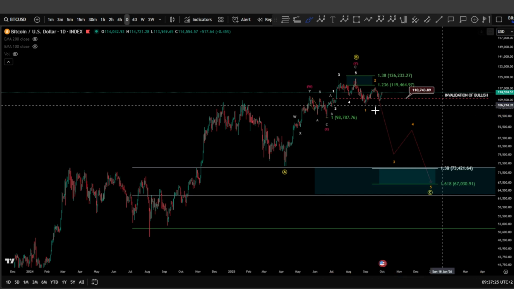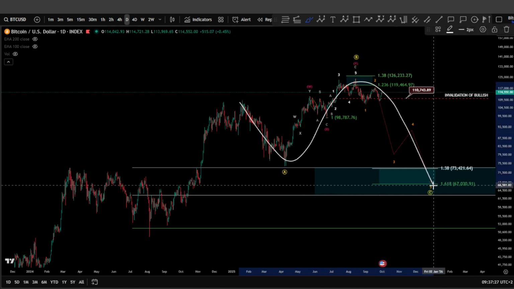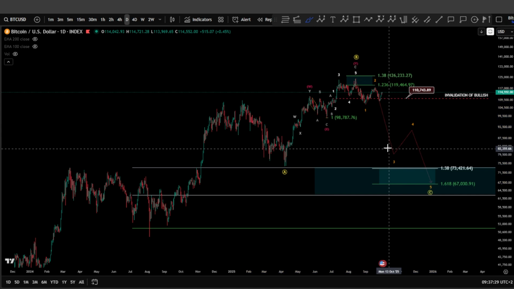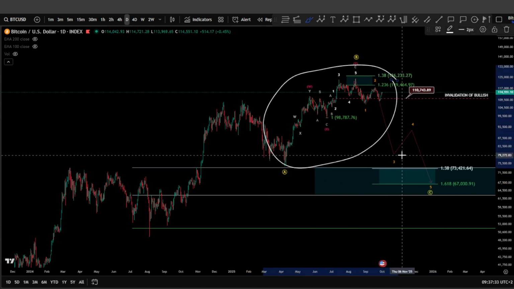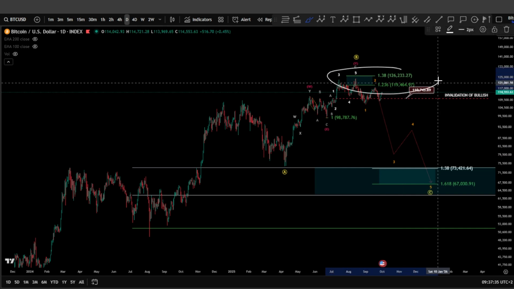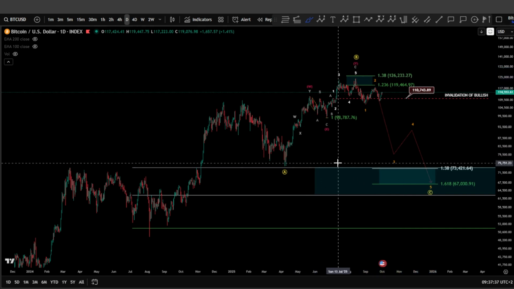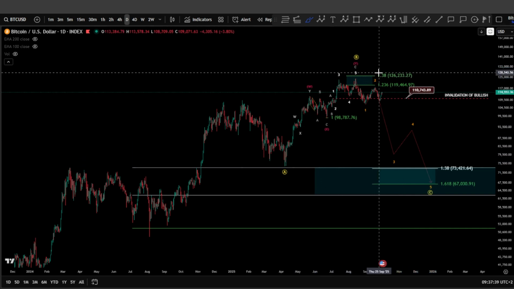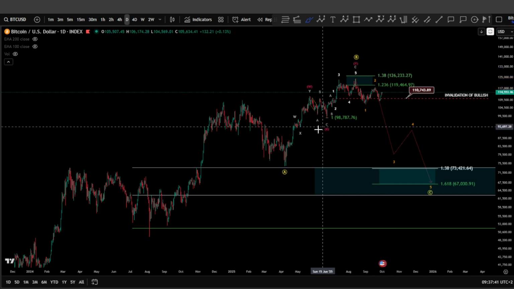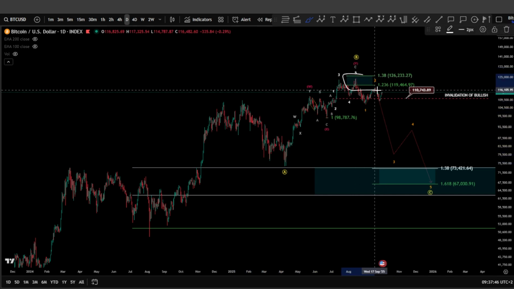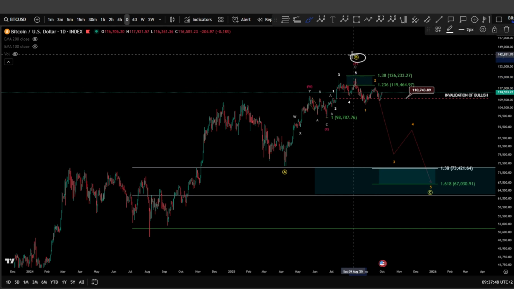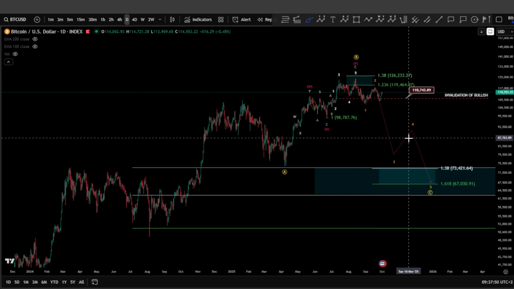Very special bear market, expanding flat, never seen in Bitcoin history, which of course gave us an opportunity here for higher prices to reach around the 119K, 126K, which are around the 1.23, 1.38, taken from the A to the B. Perfect fib levels for wave B here. And these are the possibilities, guys.